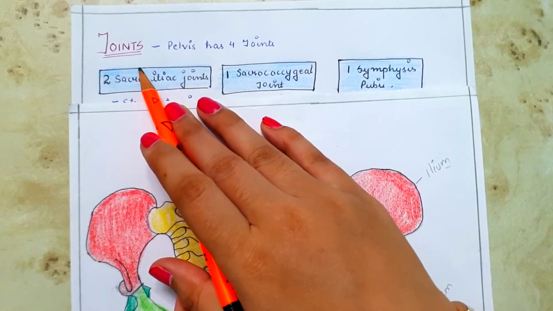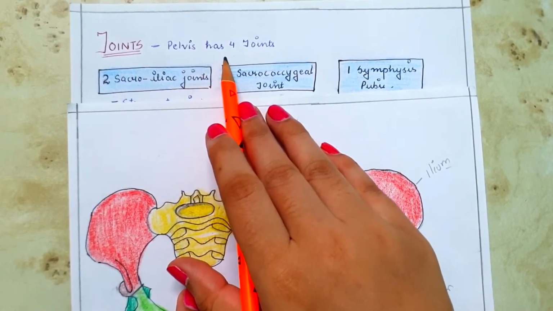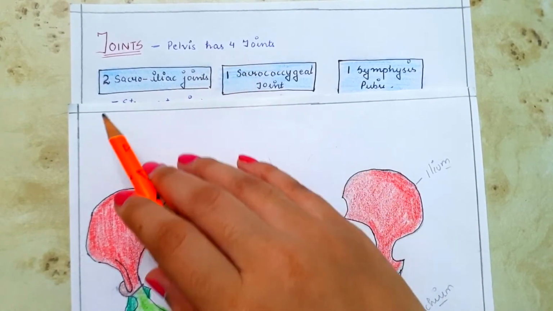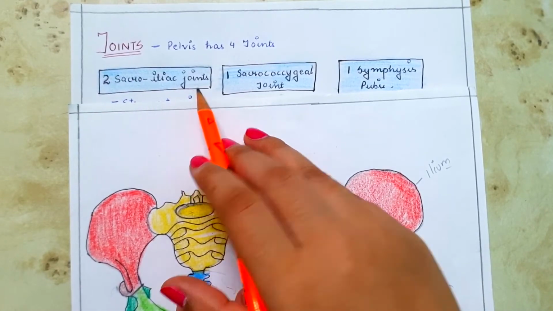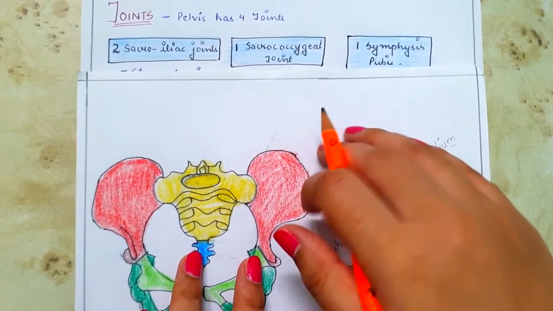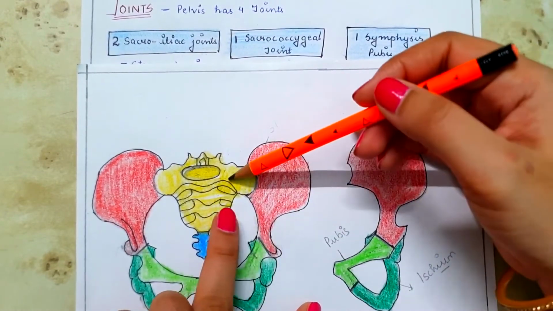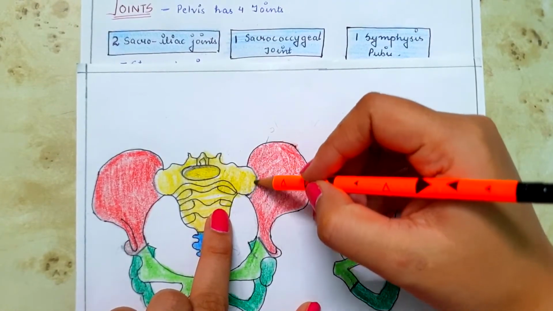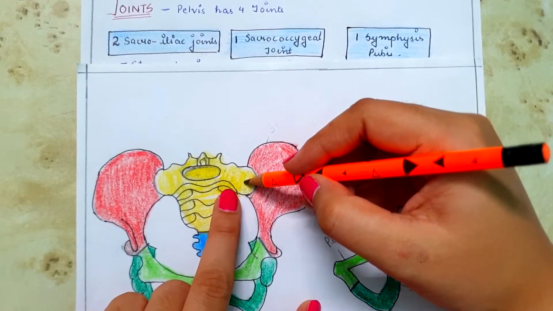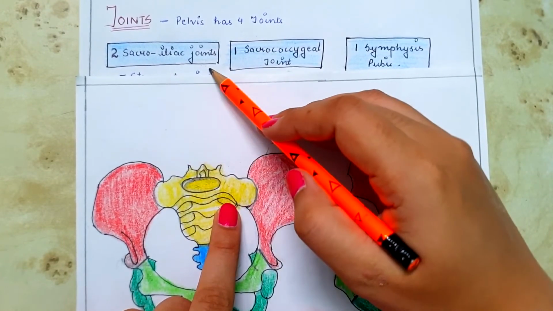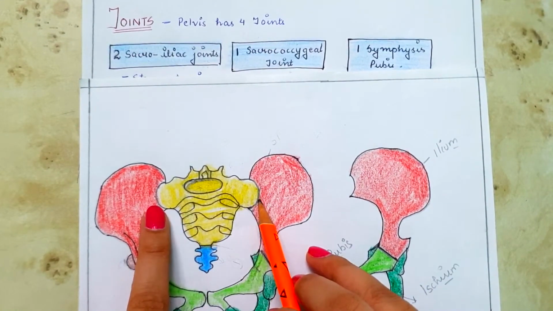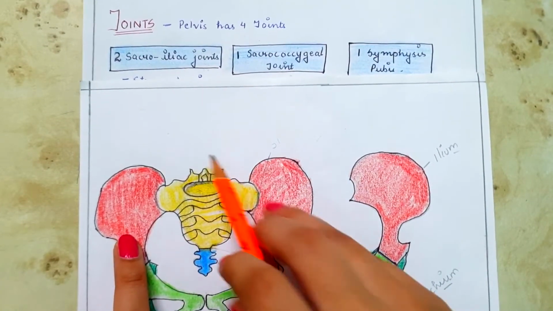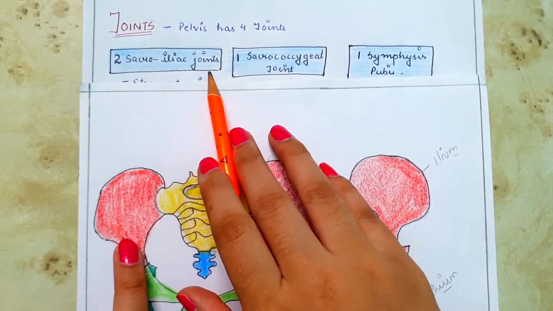Next are the joints of the pelvis. There are four joints in the pelvis, such as two sacroiliac joints, the joints which are formed between the sacrum and the ilium. As you can see here, this is the ilium, this is the sacrum, and here the joint formed between the ilium and sacrum is known as the sacroiliac joint. As this joint is formed on both sides of the pelvis, there are two sacroiliac joints.